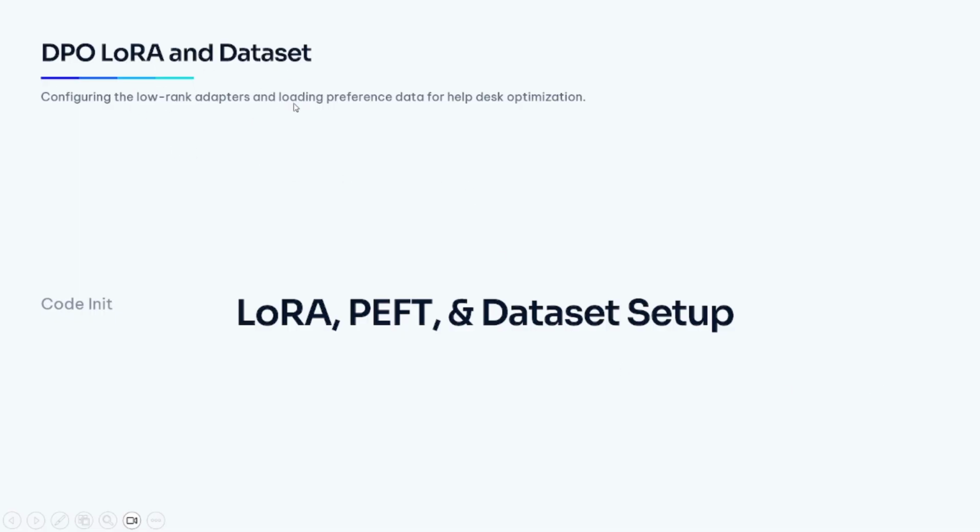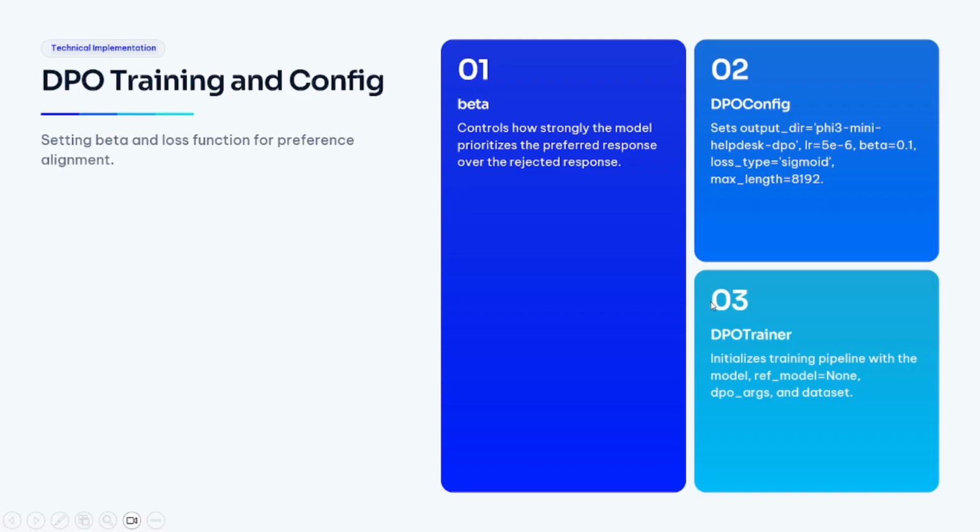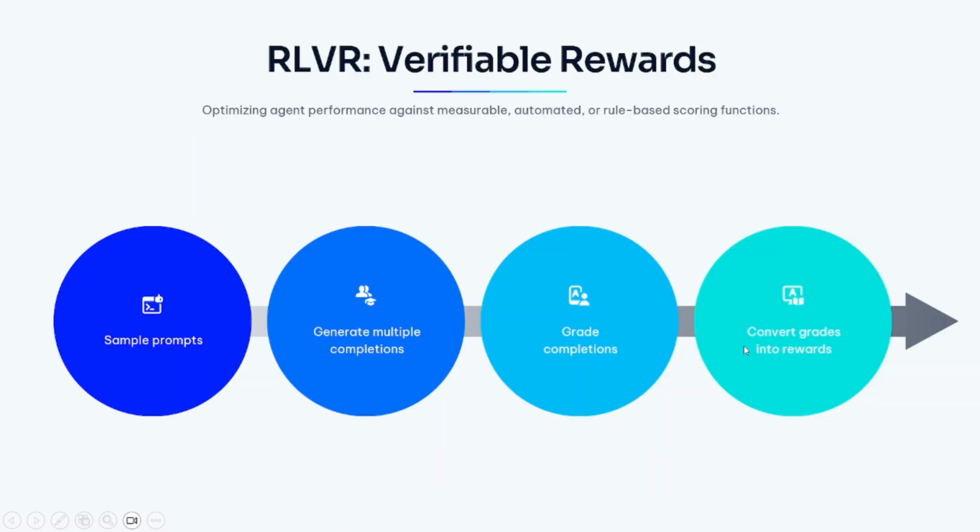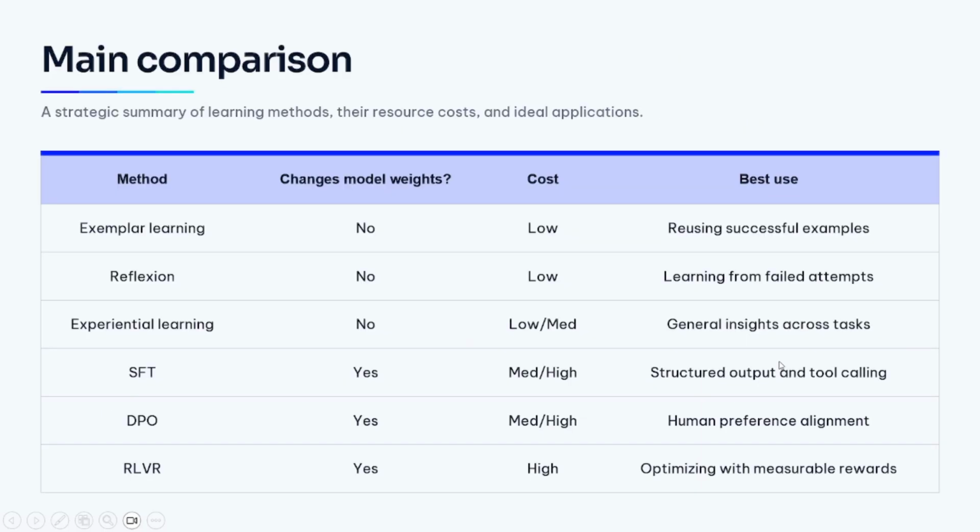Then DPO, LoRA, and dataset. Configure the low rank adapter and load the preference data to help DPO optimization. So the code should include LoRA, PEFT, and dataset setup. And then we have the DPO training config, where you set up your beta value. First one, DPO config, followed by DPO trainer. And then the verifiable reward will go this way: sample prompt, generate multiple completions, grade completions, and convert grade into reward. So if you are implementing this in Microsoft Foundry, this is the pattern it will take.